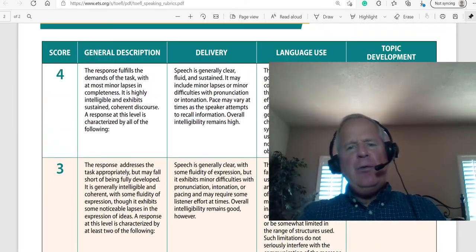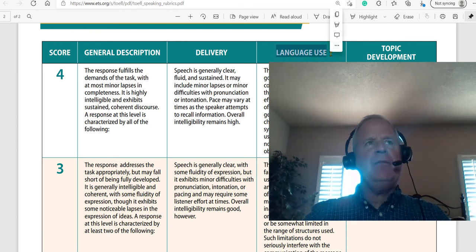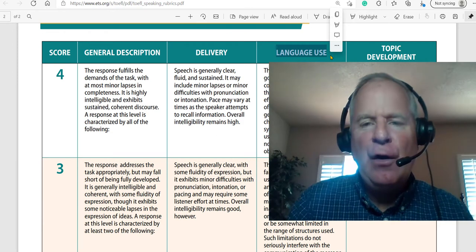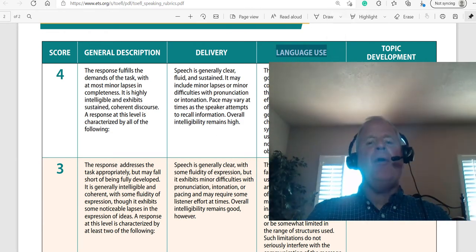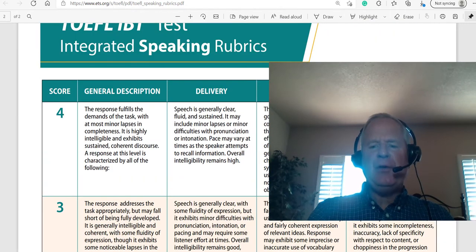So looking at the actual rubrics here, let me think about it. I think the language use area, you had that problem shifting into that second person singular point of view. So I think that's a slight problem. Other than that, you had pretty good control over your vocabulary and your grammar. I think your topic development was good.